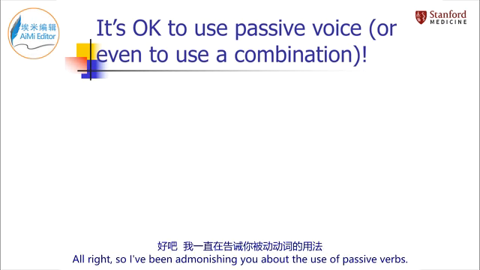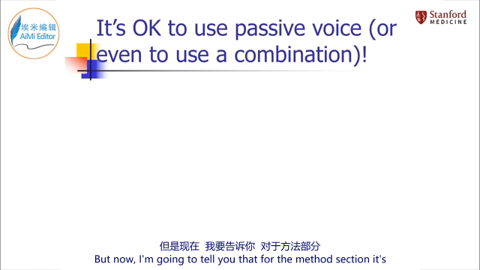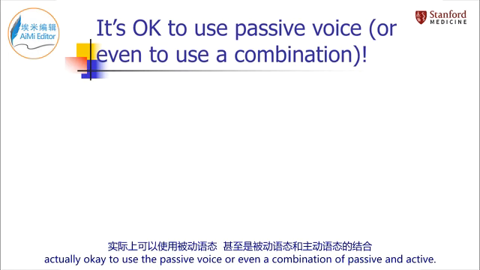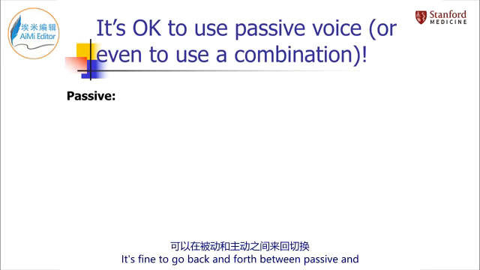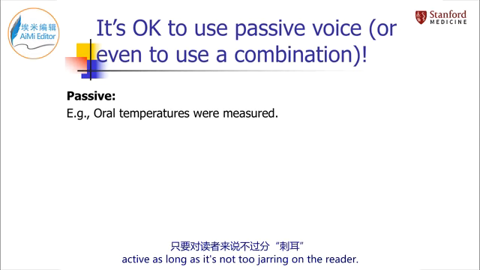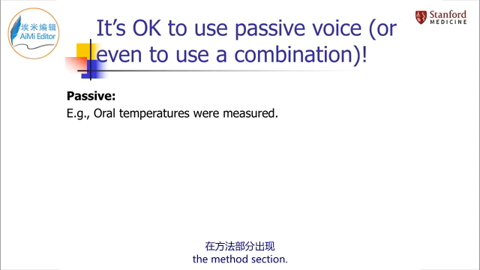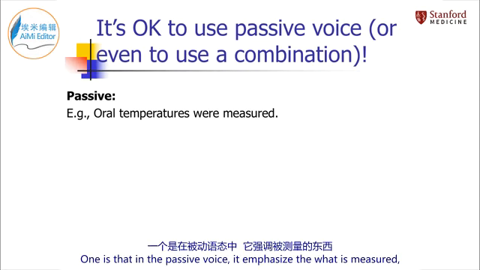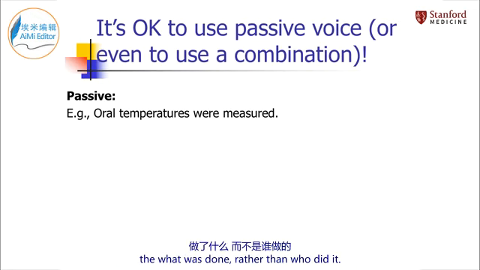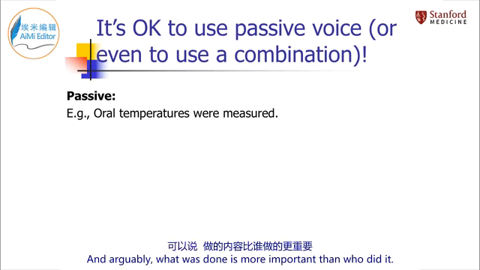All right, so I've been admonishing you about the use of passive verbs, but now I'm going to tell you that for the method section, it's actually okay to use the passive voice or even a combination of passive and active. It's fine to go back and forth between passive and active as long as it's not too jarring on the reader. There's a couple of reasons why I'm okay with the passive voice in the method section. One is that in the passive voice, it emphasizes what was measured, what was done, rather than who did it. And arguably, what was done is more important than who did it.